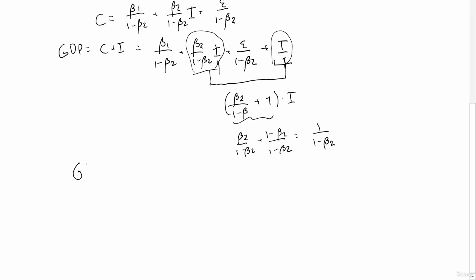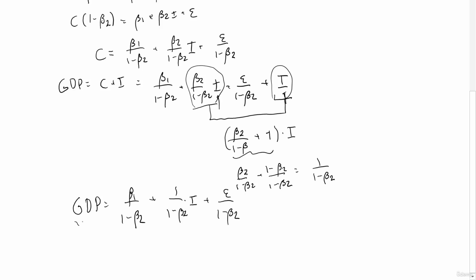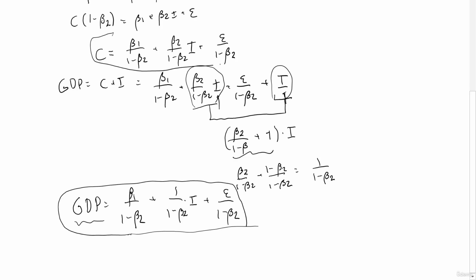And then we have the other two terms. So combining this, we have beta 1 over 1 minus beta 2, plus this 1 over 1 minus beta 2 times I, plus epsilon over 1 minus beta 2. That is the second reduced form equation. It is reduced form because I have a dependent variable on this side. I have no dependent variables on the other side. Only an exogenous variable I. So this is the second reduced equation, and this is the first.